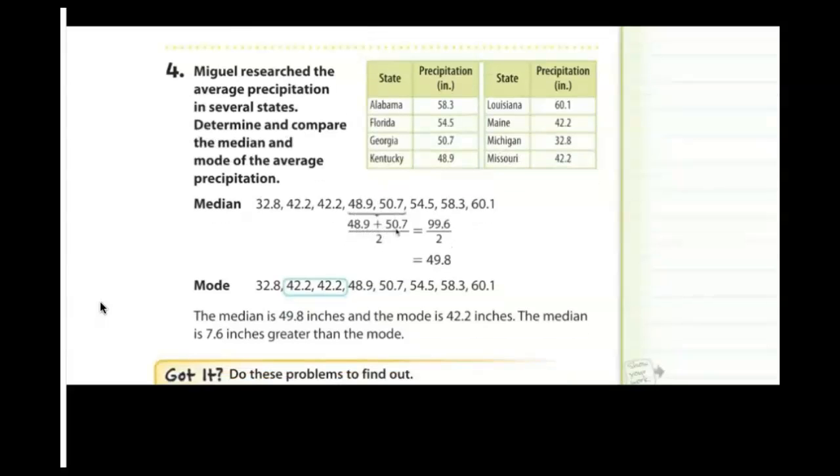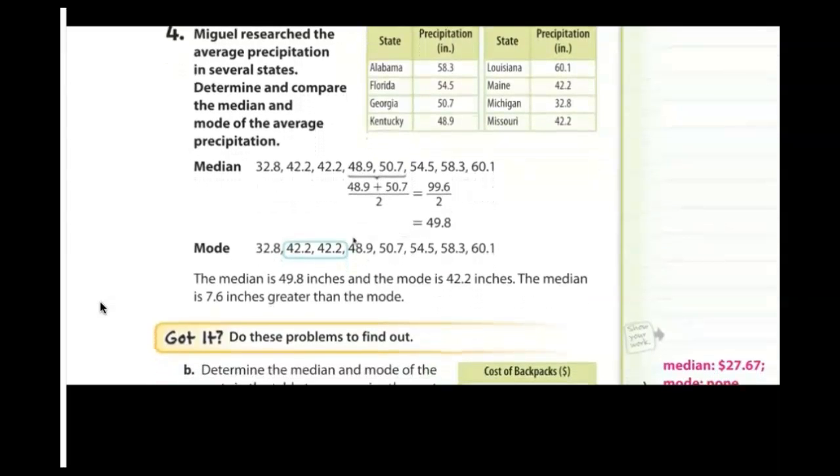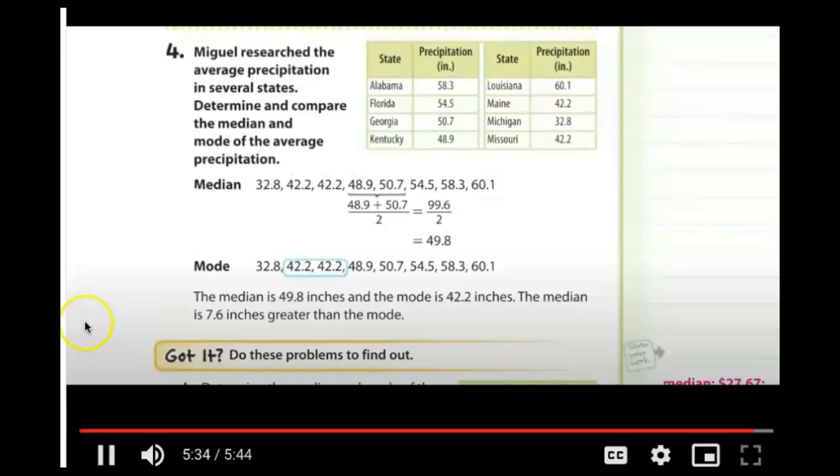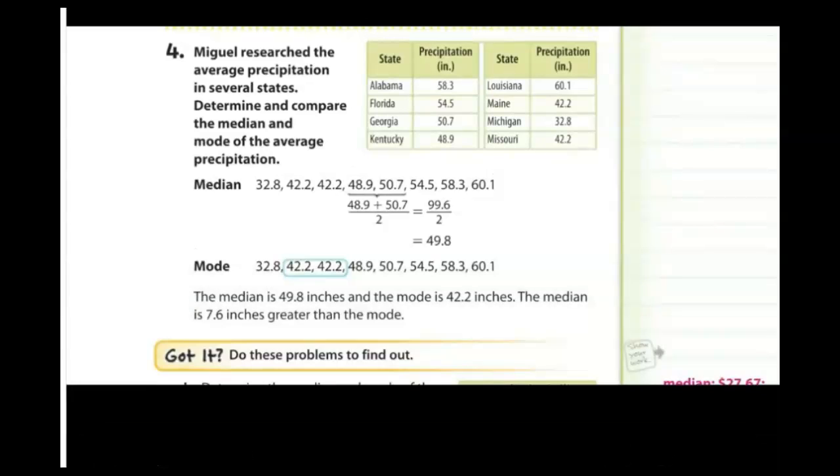So to find the median, you're going to add those 2 numbers together, divide by 2, and so 49 and 8/10 is the median. In between 48 and 9/10 and 50 and 7/10. Now, as far as the mode goes, only one number happens twice, and so the mode is going to be 42 and 2/10. Okay, that's an overview of mode and median. When you look back in the lesson, I'm going to remind you about what mean is, and we're going to do some practice with range as well.